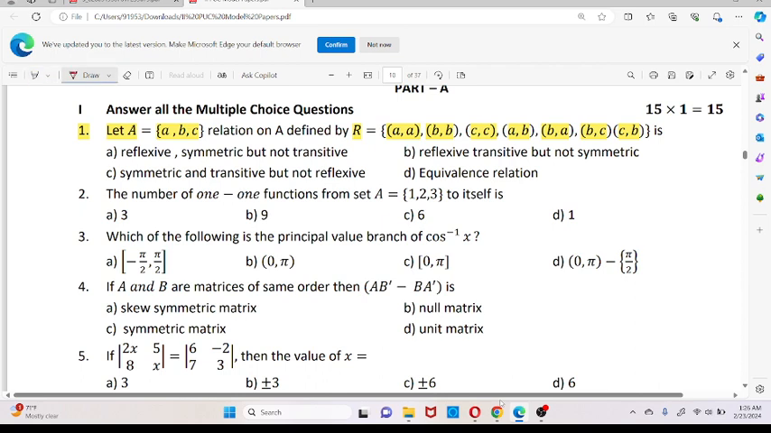See here, since the set contains three elements A, B, C, and all the doublets are present, A comma A is present, B comma B, and C comma C all are present. Since all the doublets are present, it is reflexive.